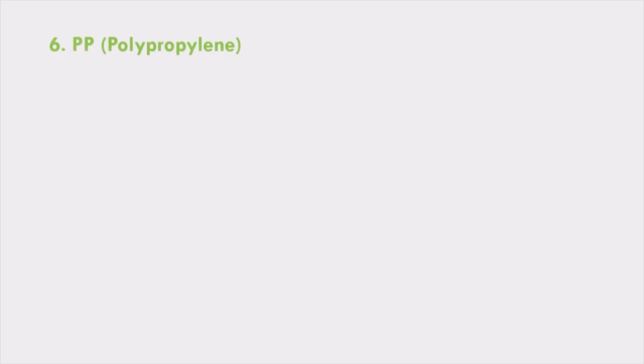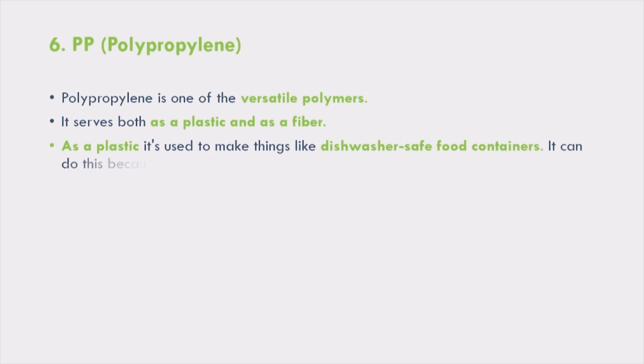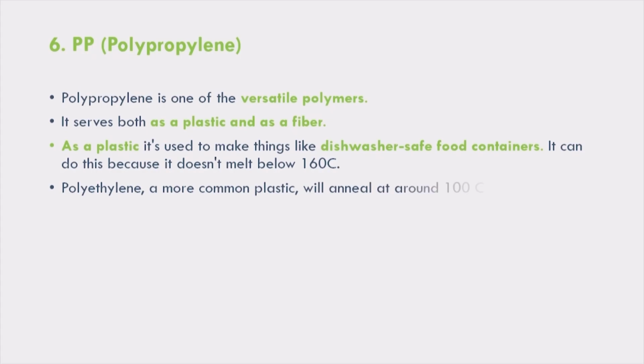PP, polypropylene. Polypropylene is one of those rather versatile polymers out there. It serves double duty, both as a plastic and as a fiber. As a plastic, it is used to make things like dishwasher-safe food containers. It can do this because it doesn't melt below 160 degrees Celsius. Polyethylene, a more common plastic, will anneal at around 100 degrees Celsius, which means that the polyethylene dishes will warp in the dishwasher.